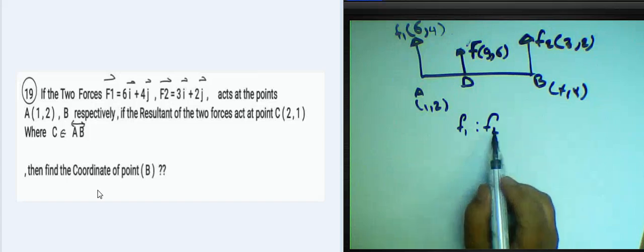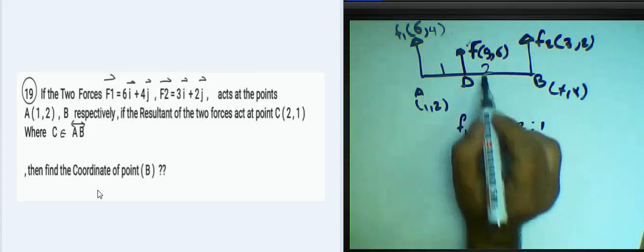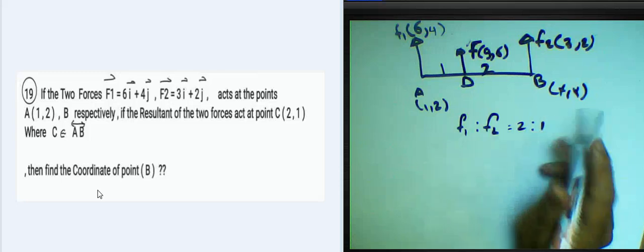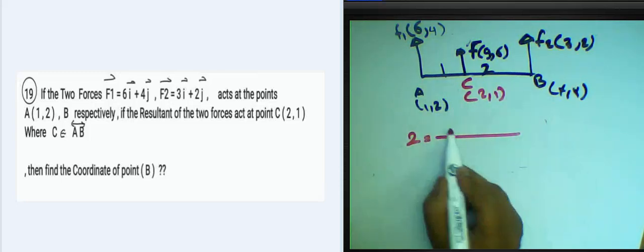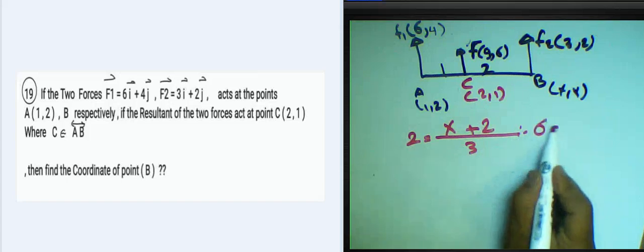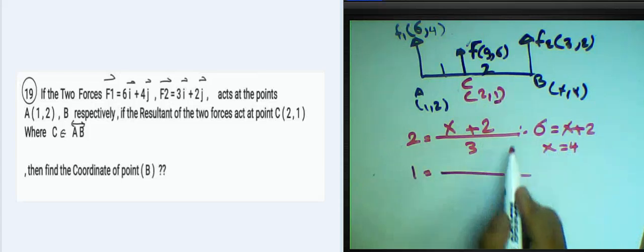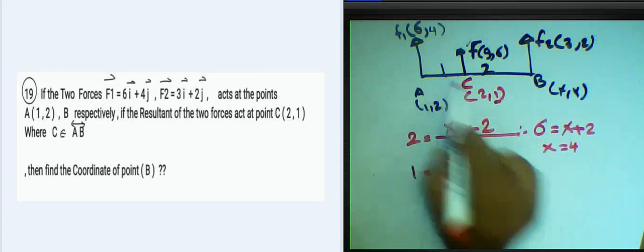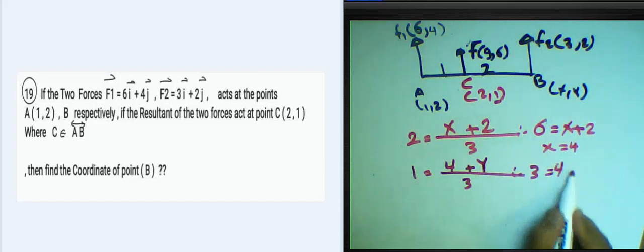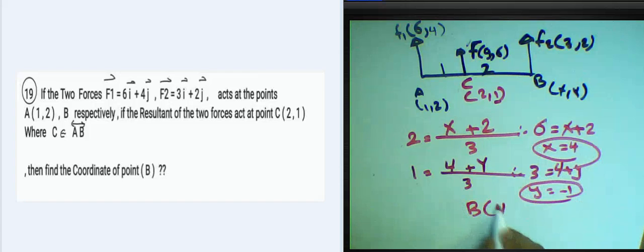And the ratio between them, F1, F2, what? We know F1 is twice F2, so it will be 2 to 1. We can write here 1 and 2, and write the inverse about the direction here, 1 and 2. You can find this point here, that's x, right? 2 equals 1 times x, x plus 2 times 2 equals 2, over the sum of them, 3. Then 3 times 2 equals 6 equals x plus 2, then x equals 4. And write y here: 1 times 2 equals 4, 1 times y over 3, then 3 times 1 equals 3 equals 4 plus y, then y equals negative 1. Then the point B, order about it, 4 and negative 1.